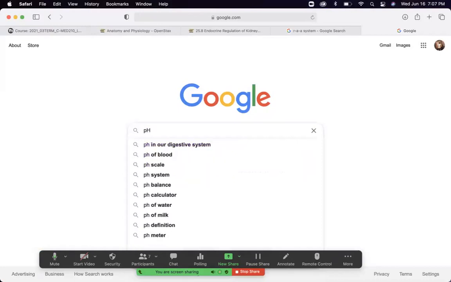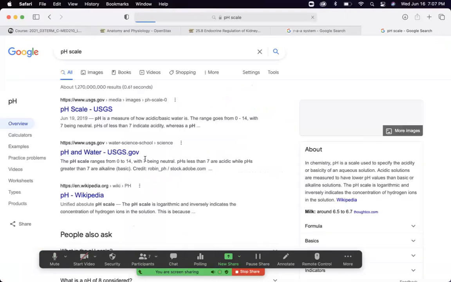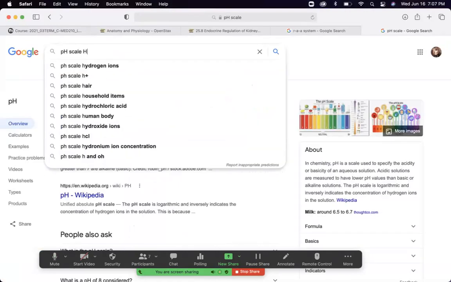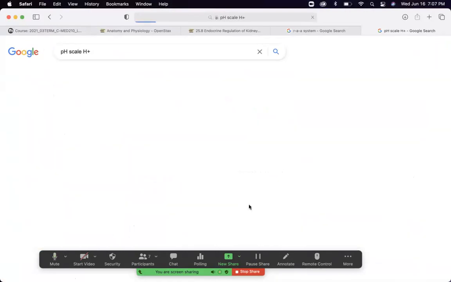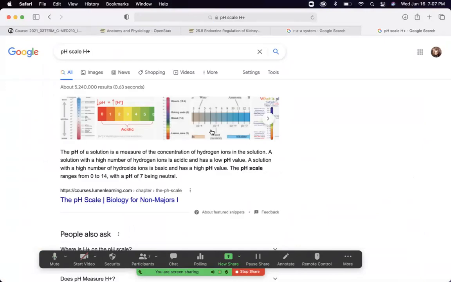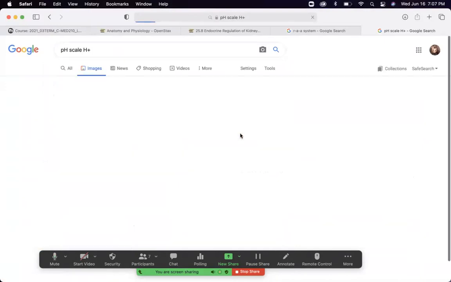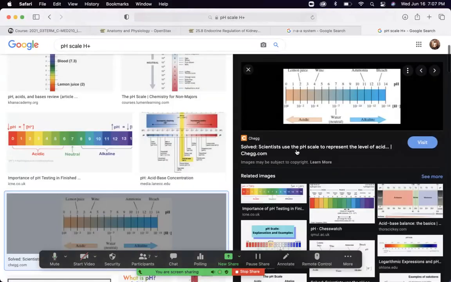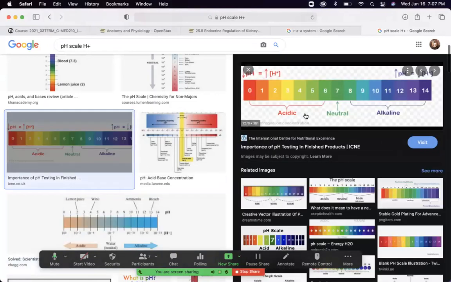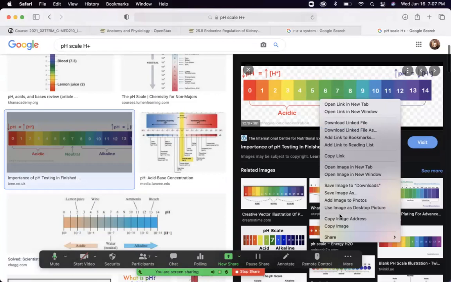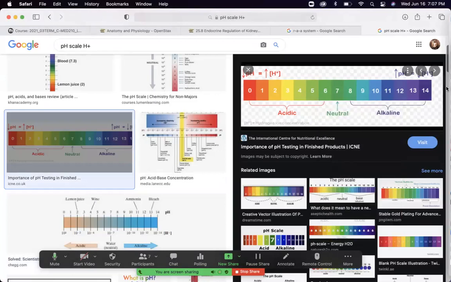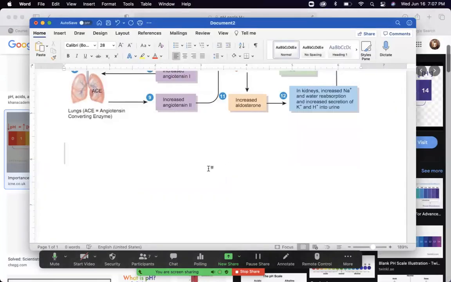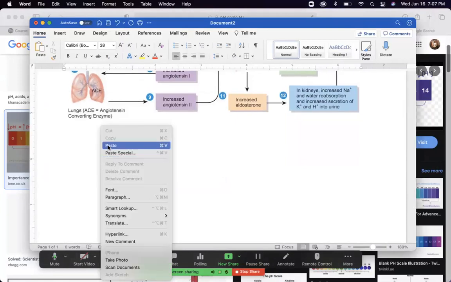Remember your pH? Where's a nice pH scale? So remember the question. Okay, here's a nice one. Let's actually copy this and put it in our Microsoft Word. And I'll have this Microsoft Word available for you guys.